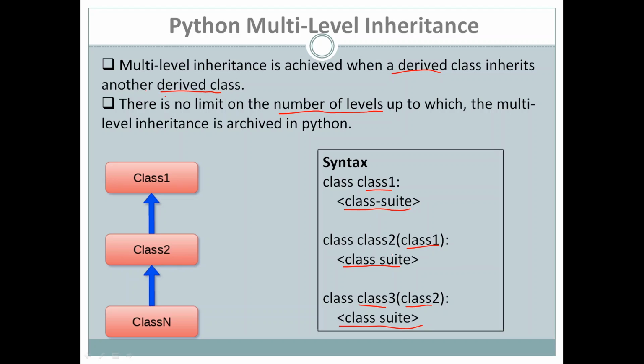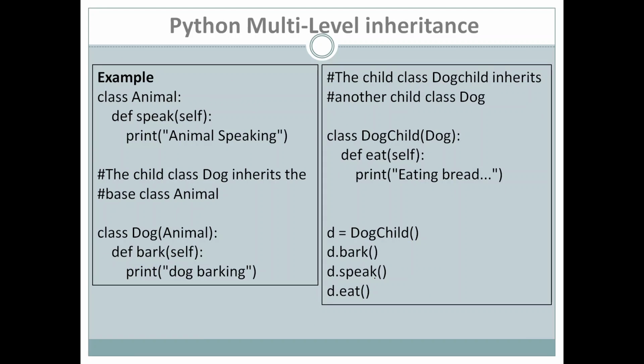Now class 2, apart from its own methods and variables, also contains the properties of class 1. Same way, class 3 is also having its own body, and class 3 also contains the properties of class 2. Now when I say class 3 contains properties of class 2, class 3 actually contains properties of both, that is class 2 and class 1. Remember, so this is multi-level inheritance. Okay, let us look at one example based on multi-level inheritance.